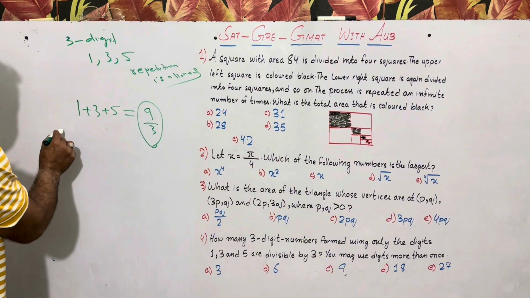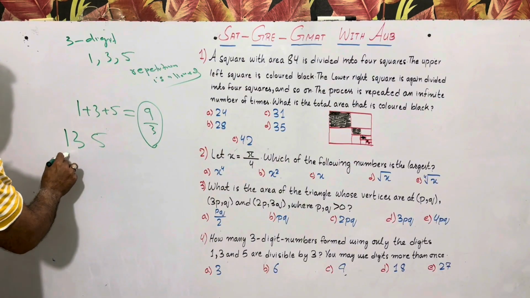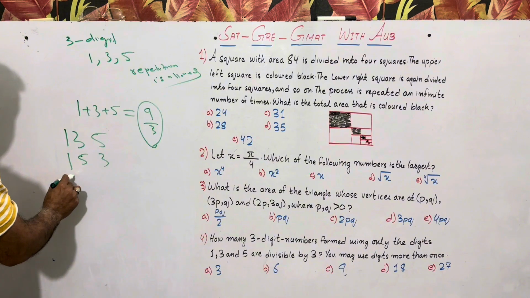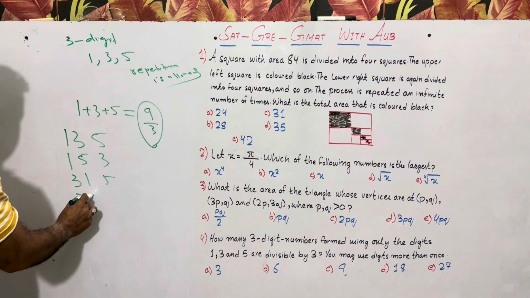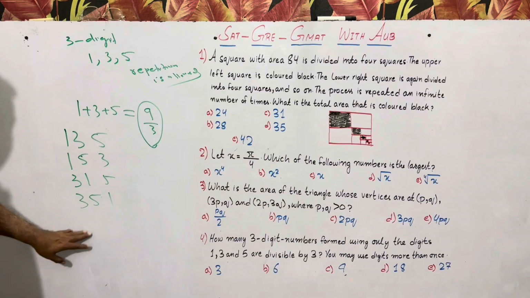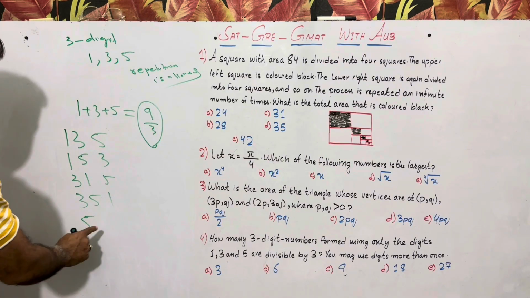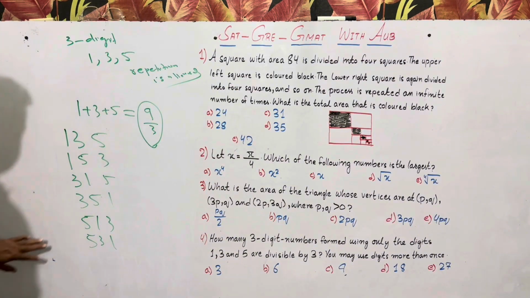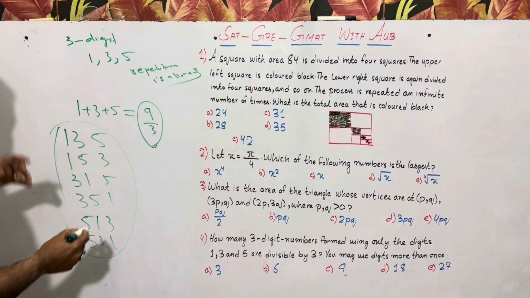So all the possibilities in that case: 1, 3, 5. Keep 1 intact, shuffle the others: 1, 5, 3. Now keep 3 intact: 3, 1, 5. Shuffle 1 and 5 between them: it will become 3, 5, 1. Next, take 5 at the foremost position, then shuffle 1 and 3: 5, 1, 3 and 5, 3, 1. These are the 6 possibilities according to our simple idea.